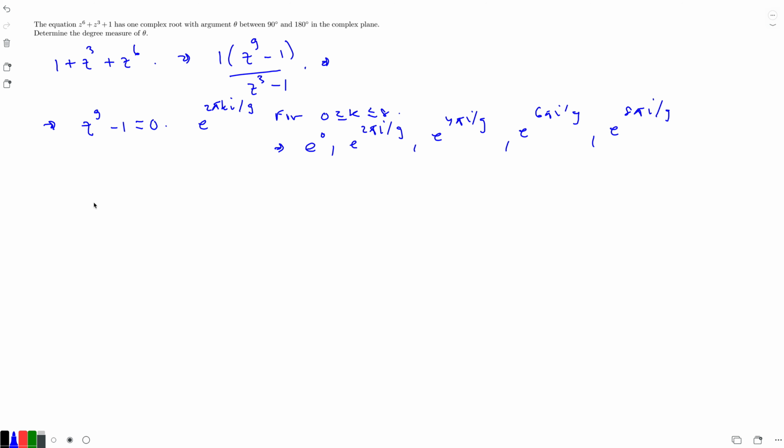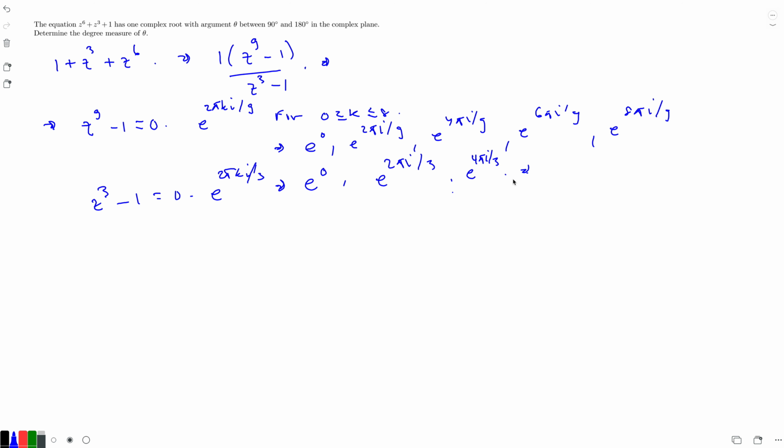So now let's go to z cubed minus 1. These are simply of the form e to the 2 pi k i by 3 for k between 0 and 2 inclusive, and the roots of this will be e to the power 0, e to the 2 pi i by 3, and then e to the 4 pi i by 3.